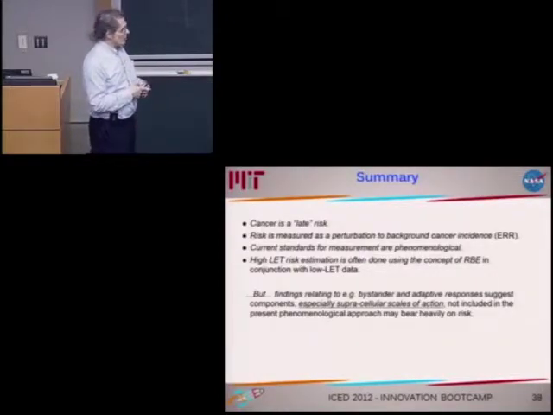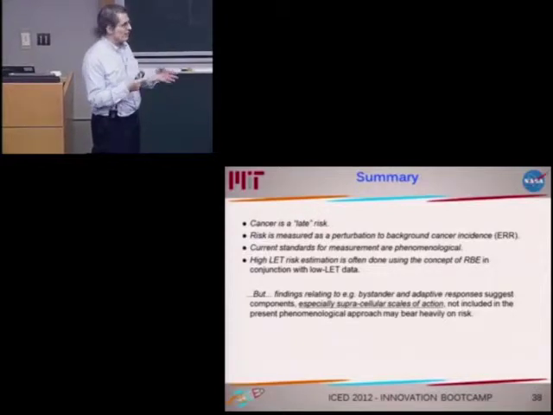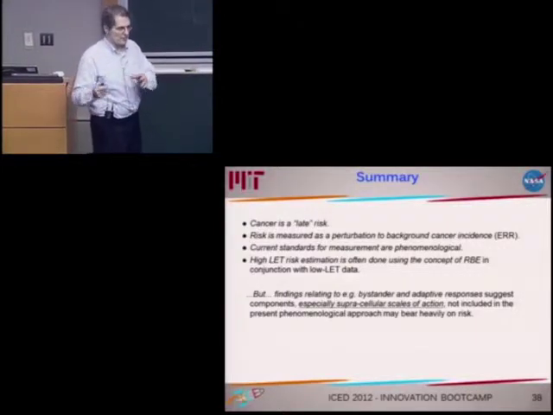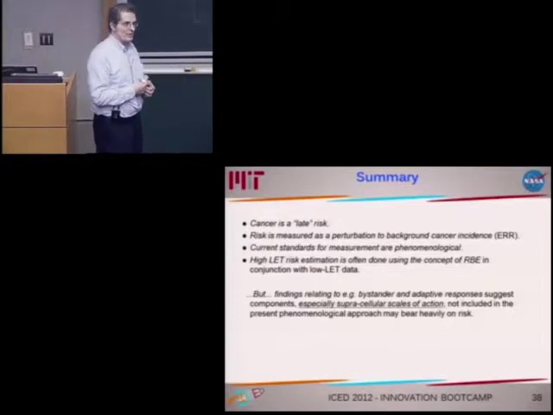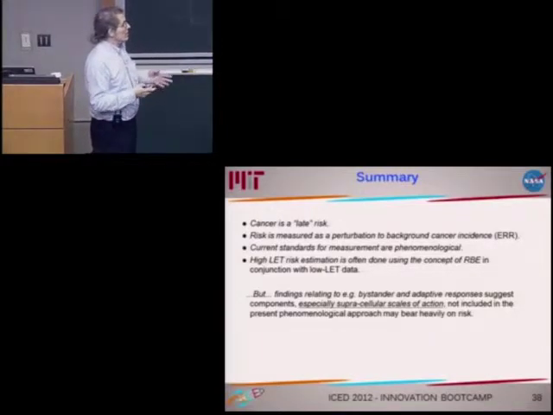So what have we learned here? Well, cancer is a late risk, which has complicated its assessment. We don't have the benefit of we cause cancer and then say, okay, it happens a day later, and so we have a quick endpoint to see what happened. We have to wait. We have to understand the intervening events, which I'm going to get back to here just shortly.